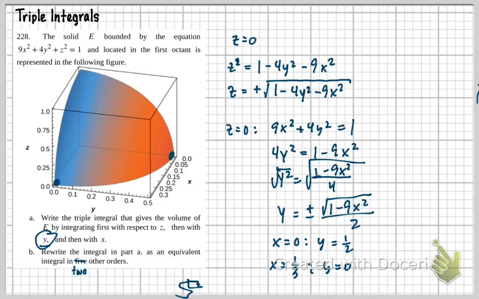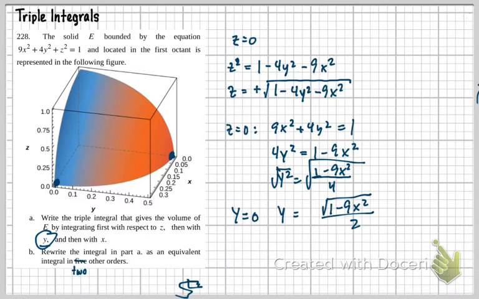So I just plotted this point here and this point here. That tells me then that I don't need the negative here. All I need is the positive one, and that will give me all that I need. So then my y bounds are, and I didn't talk about the lower bound for y, but since I'm in the first octant, my lower bound is going to be y equals 0, and my upper bound is going to be this function here, a function of x.